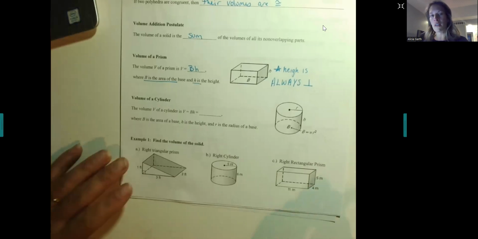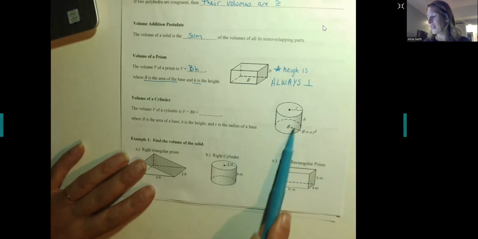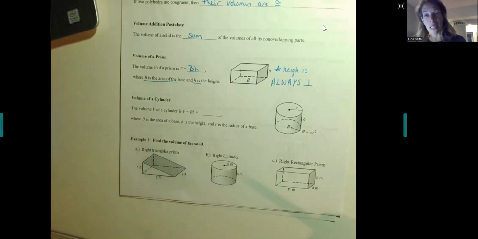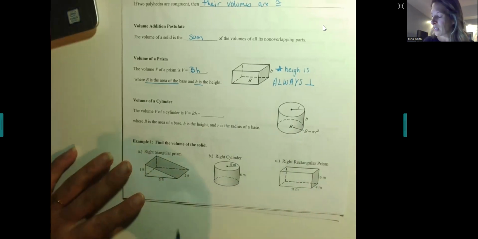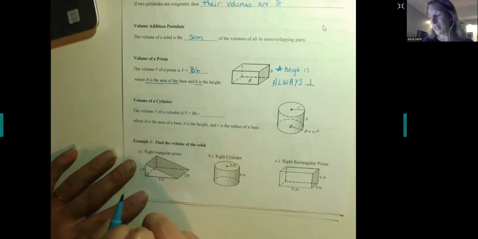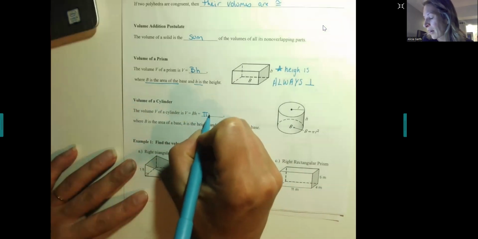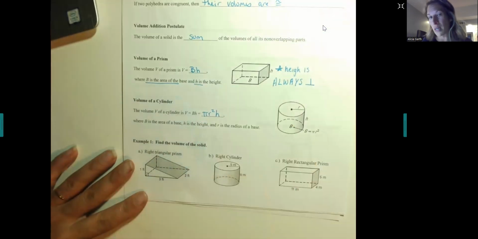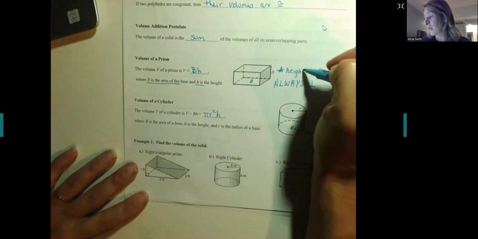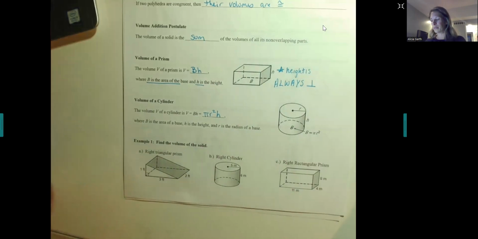The volume of a cylinder, again, we're going to find the area of the base. Those bases are circles, so we use the area of a circle. The volume of a cylinder is the area of the base times the height, or pi r squared, that's the area of the base, times the height. Again, height is always perpendicular. So we're going to practice with some very simple ones. Should be very easy for us to do.